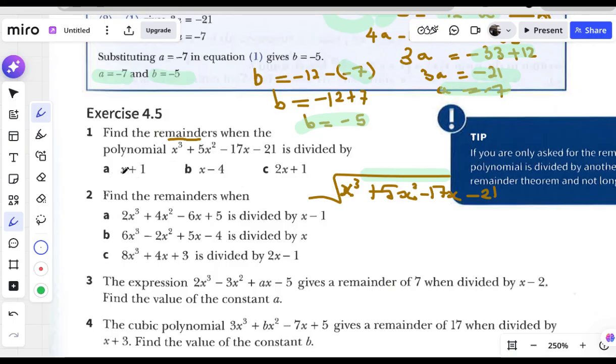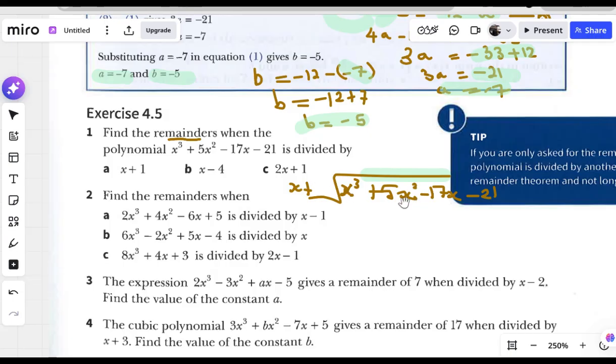Okay, you deal with A first. When you get the answer, the remainder, because they say find the remainder, before you do B, before you take this and divide with this one, they are all separate questions. So here is x plus 1. We've done this in 4.1, 4.2, somewhere around there.